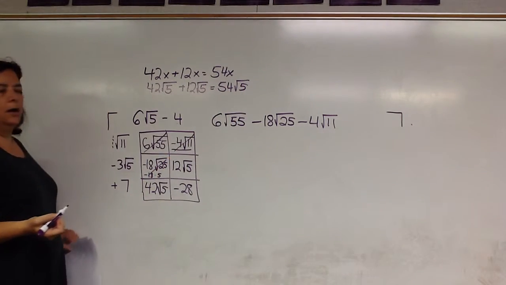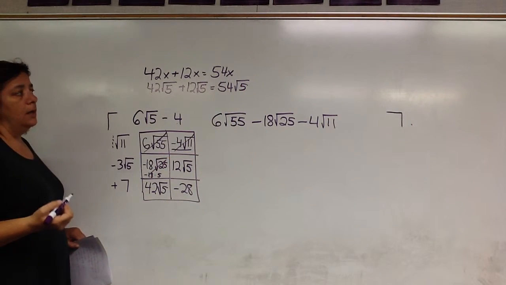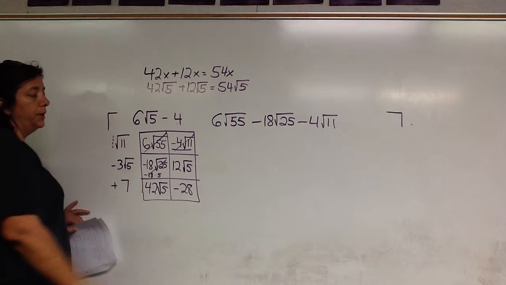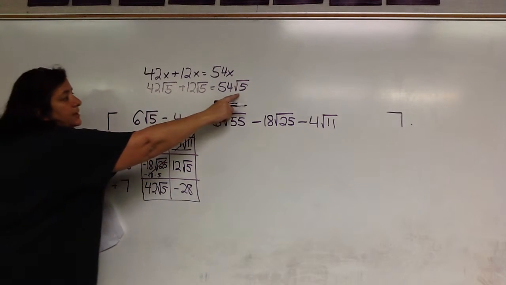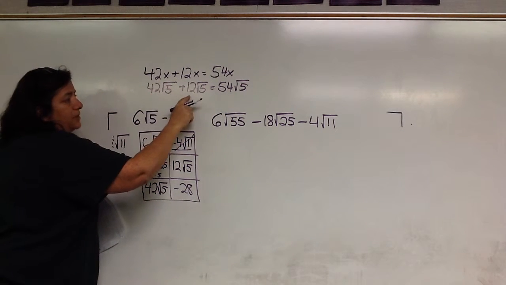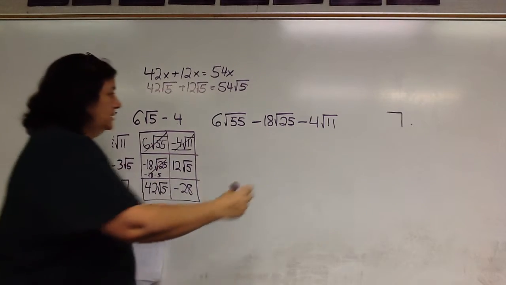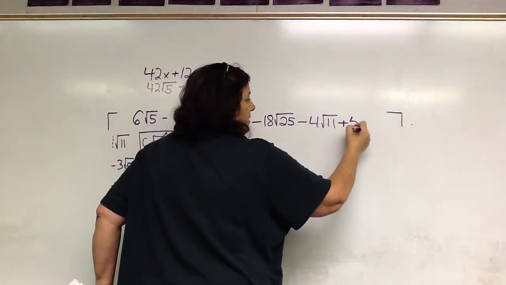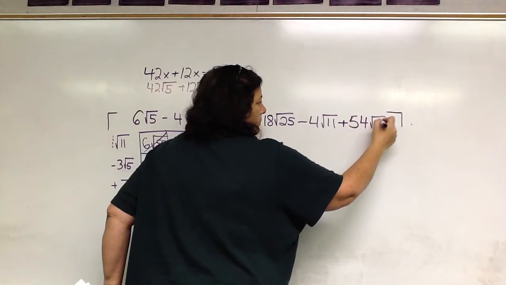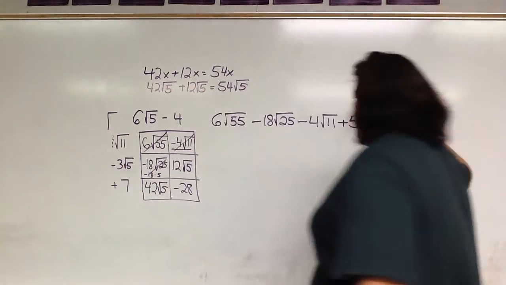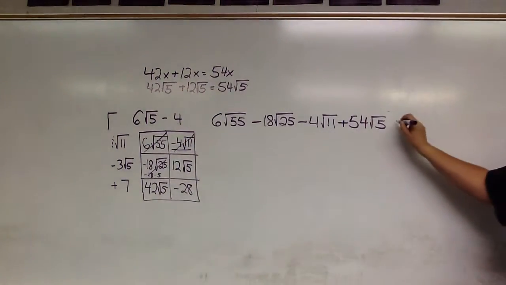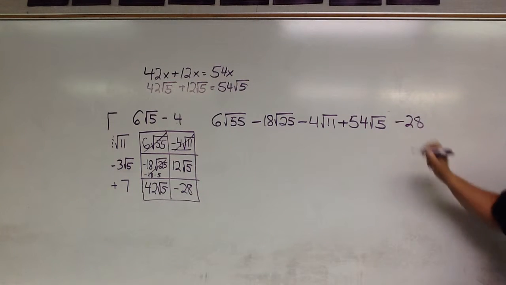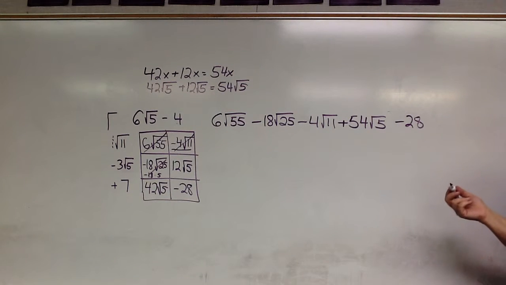Now I know that the Khan Academy video did this by factoring out the 42 and the 12. The truth is you get to the same answer if you just add the coefficients. So anyway, my next term here, as we've just discussed, is 54 root 5. And that leaves me with one last thing, which is negative 28. Now the last step in these is to see if there's anything that you can simplify or combine further.